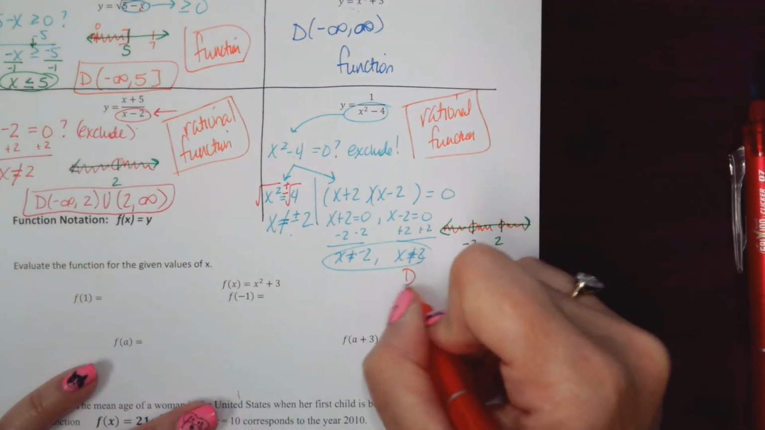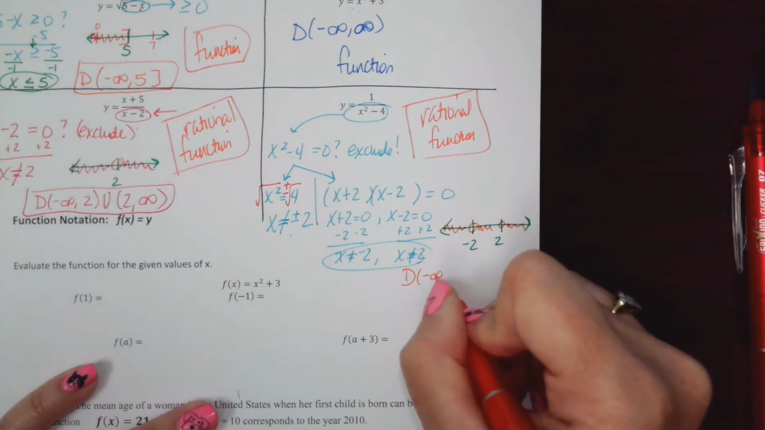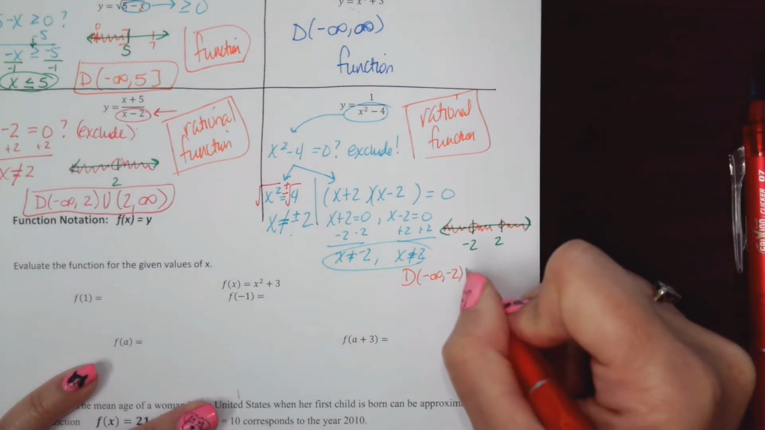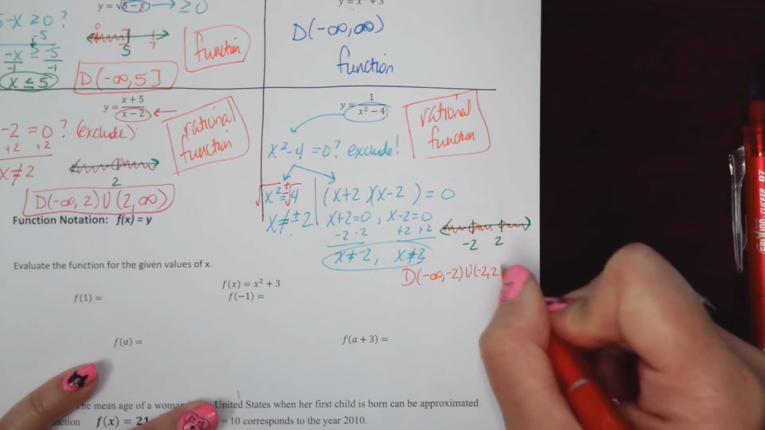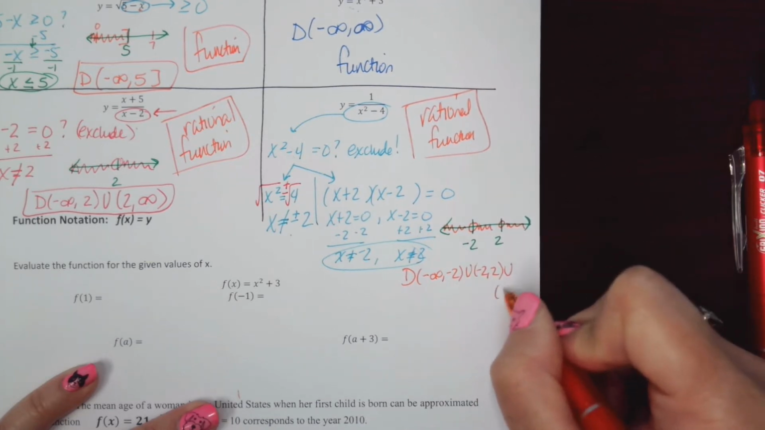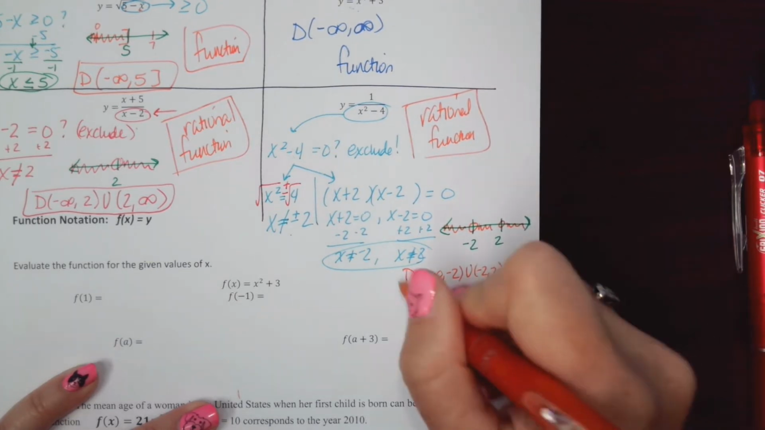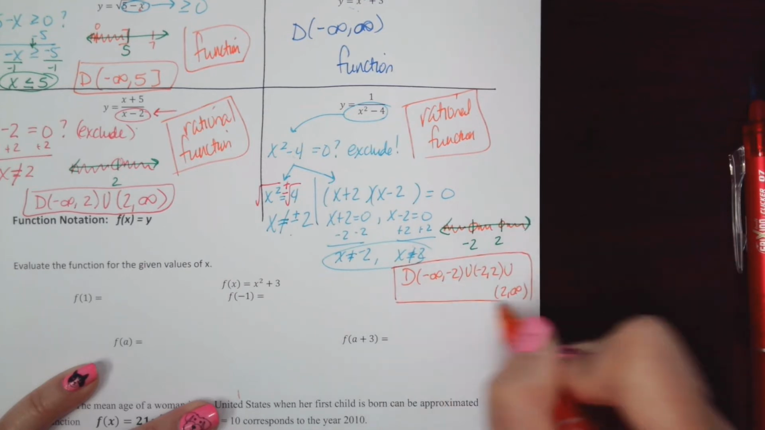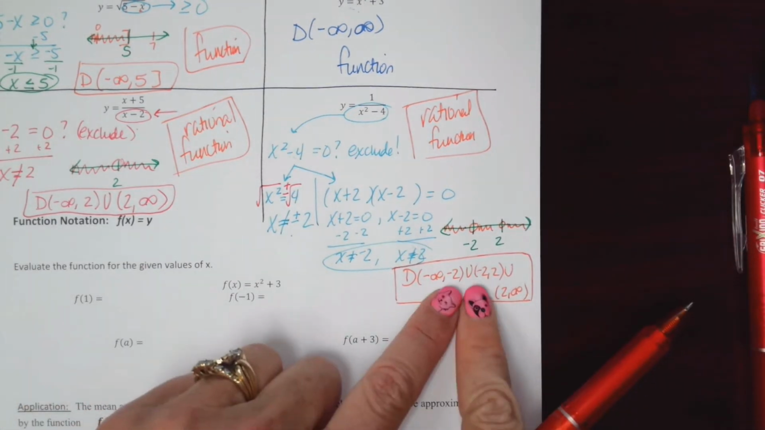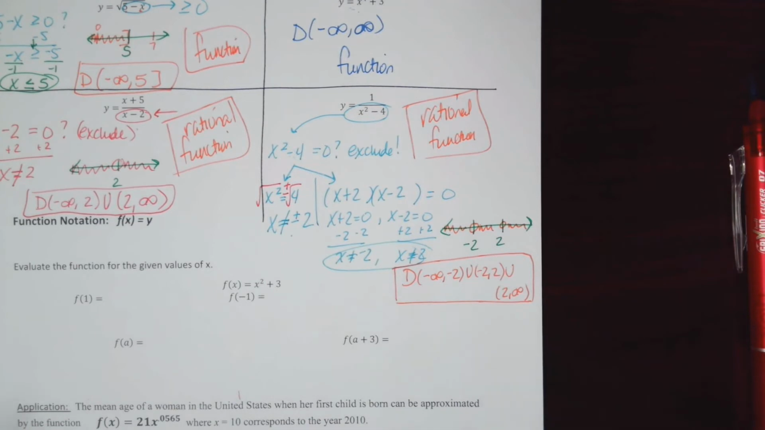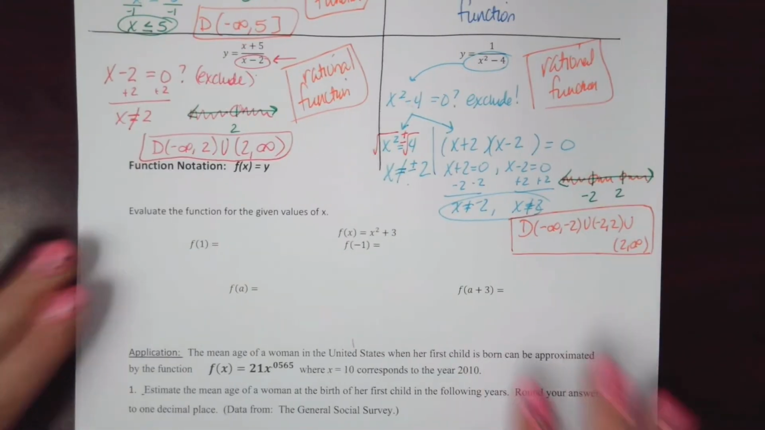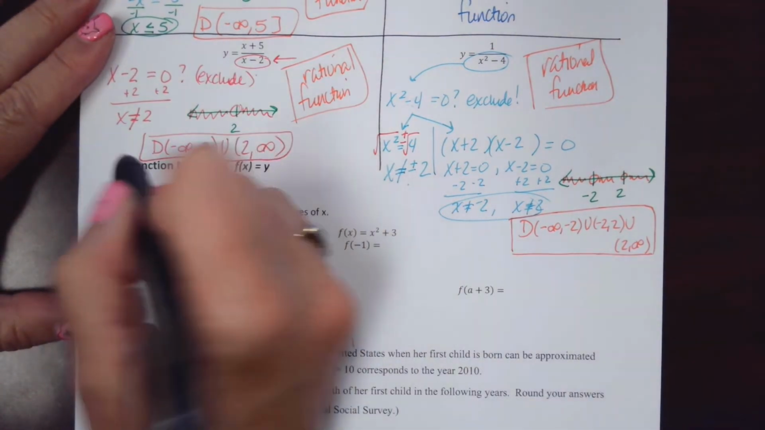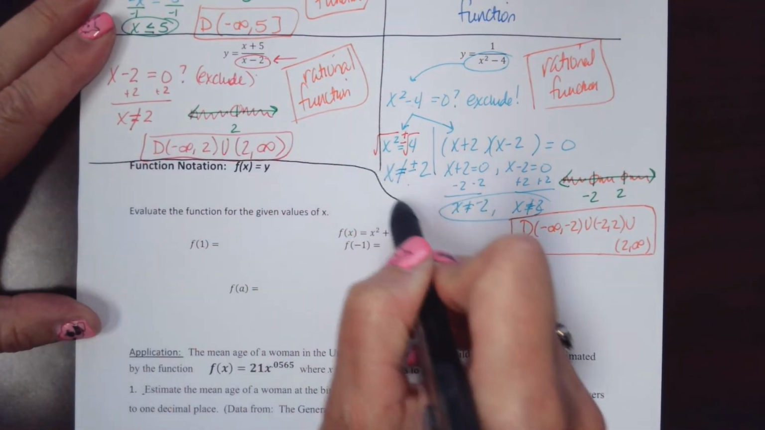So I'm running out of space here. My domain is going to be from -infinity up to -2, or -2 to 2, or, and then finally 2 to +infinity, those 3 intervals. None of them, I'm not including the values -2 and 2. Okay, excellent.